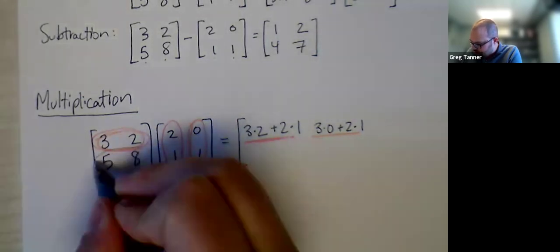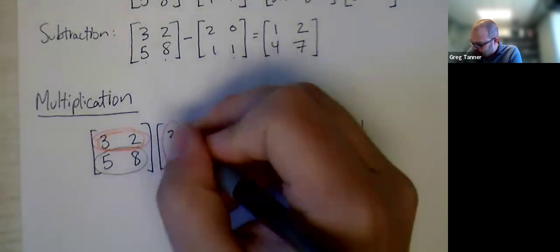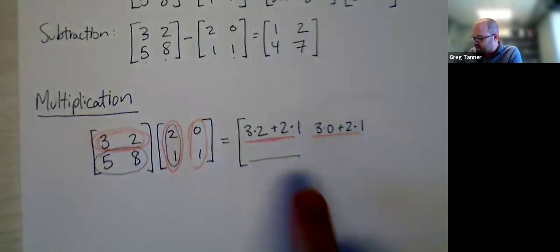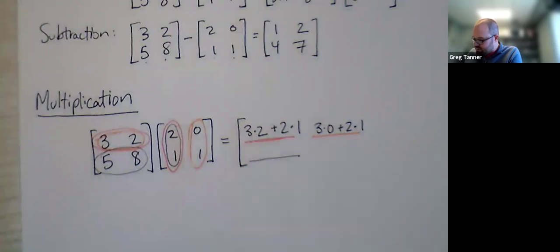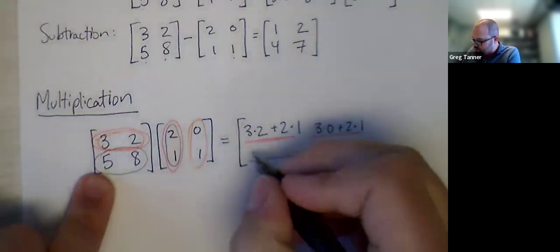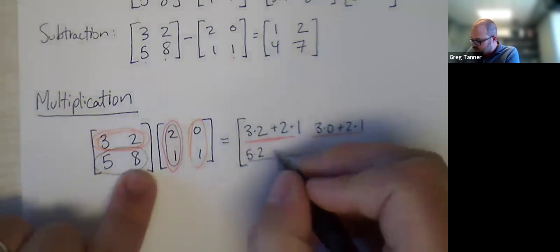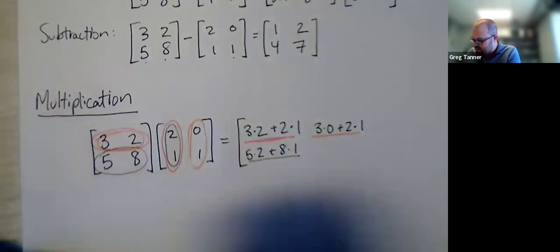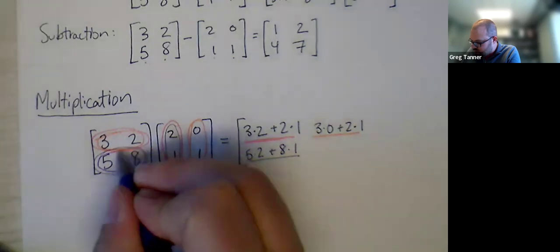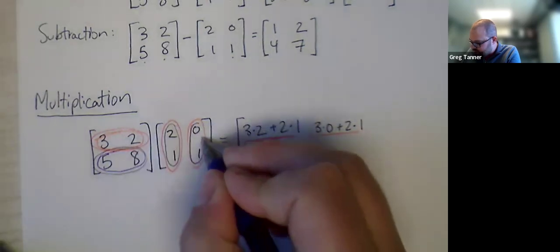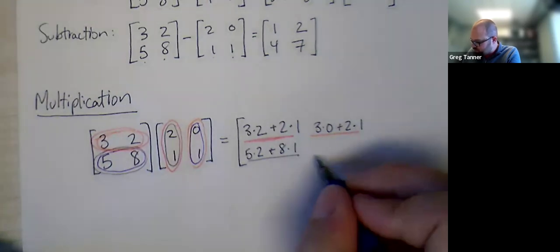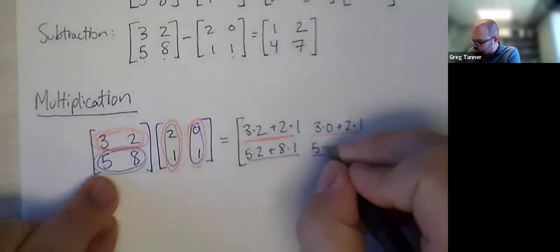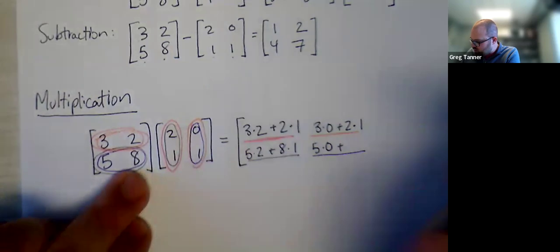Let's go for another color if it will show up. Now we're ready to do the second row. We'll take the second row of the first matrix and multiply it by the first column here, and we'll put it in the second row, first column of the resultant matrix. So it's going to be 5 times 2 plus 8 times 1. Lastly, we'll take that second row multiplied by the second column of the second matrix, and it will go into the second row, second column. So we'll take 5 times 0 plus 8 times 1.